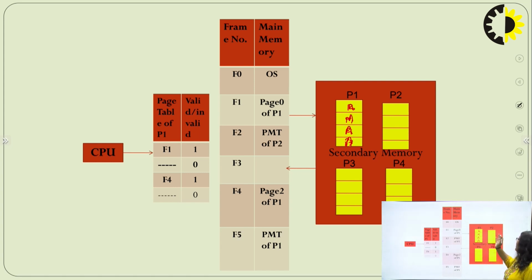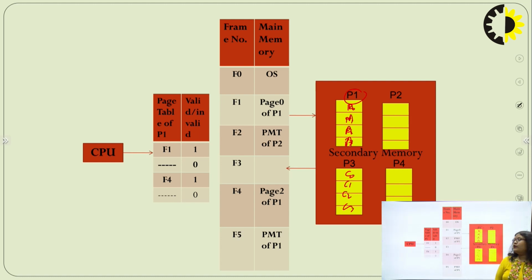Similarly, P2 also has 4 pages: B0, B1, B2, B3. Same as P3, which also has 4 pages: C0, C1, C2, C3. So this concept shows that we have 4 processes in the secondary memory and each process has 4 pages. Correspondingly, we have to store these pages in the main memory instead of each whole process. We don't store the complete process at a time, because the process size may be bigger than the size of the main memory.